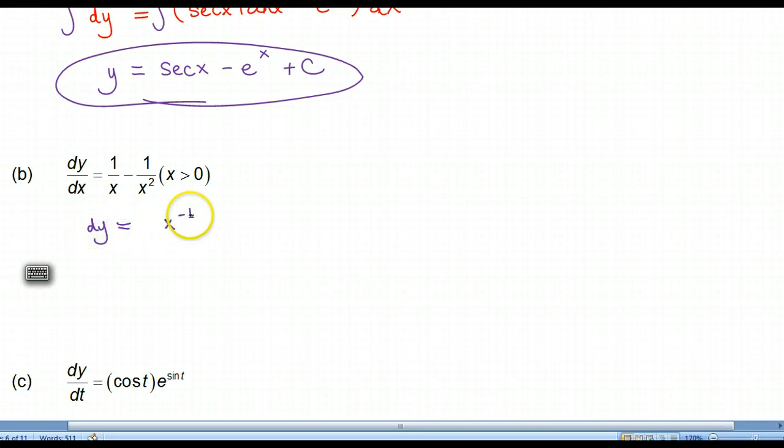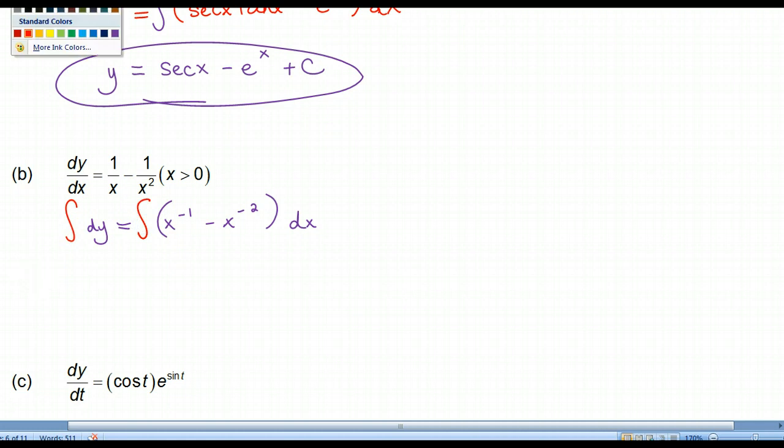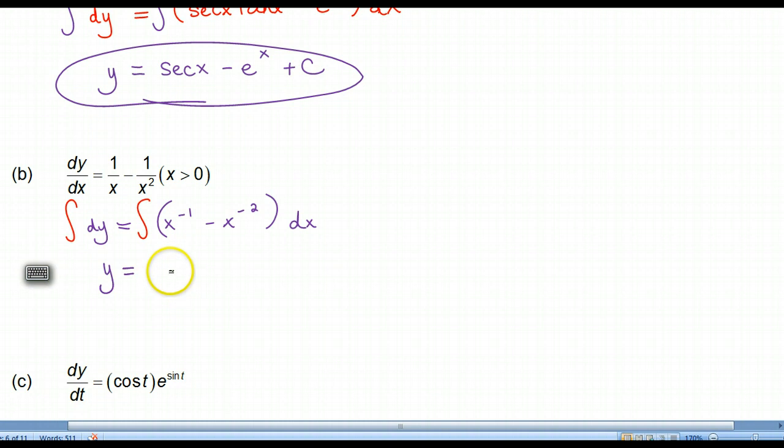Here, this one, again, I'm going to rewrite this as x to the negative 2 dx. So now when I take the antiderivative, I end up with y equals x to the negative 1, that is our rule that doesn't work. Well, if we try to do x to the 0 over 0, we get something that doesn't make sense. So that's our one that doesn't follow.